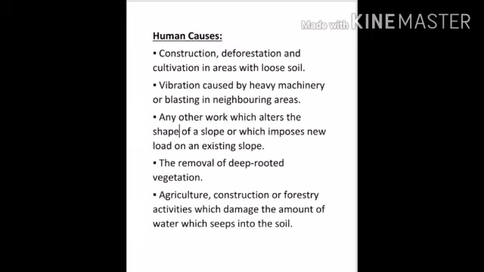And now let us come to the human processes or factors. First is road construction in mountainous regions: construction, deforestation and cultivation in areas with loose soil. As we know, to reach the top of a mountain, the road is not constructed straight up the hill; rather, roads are constructed along the contour.